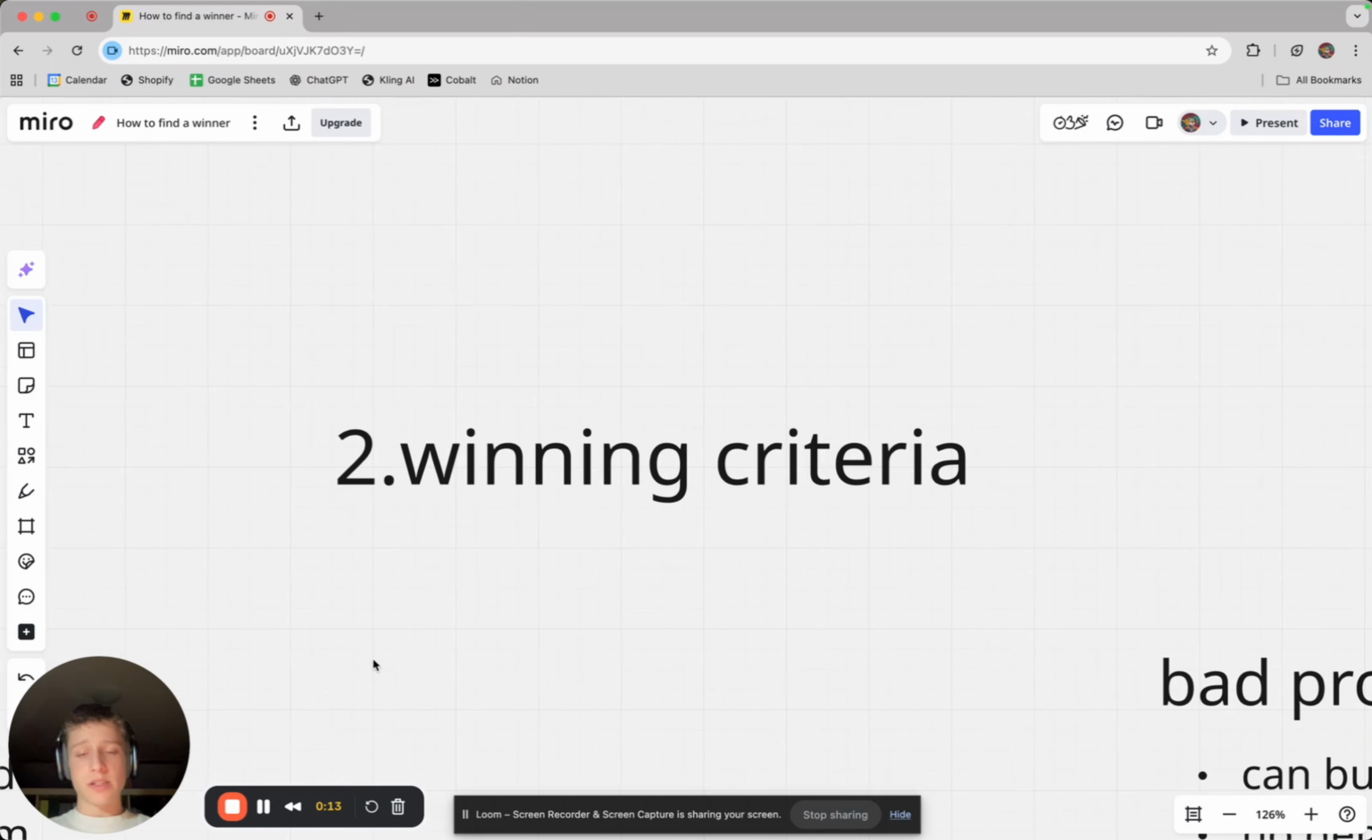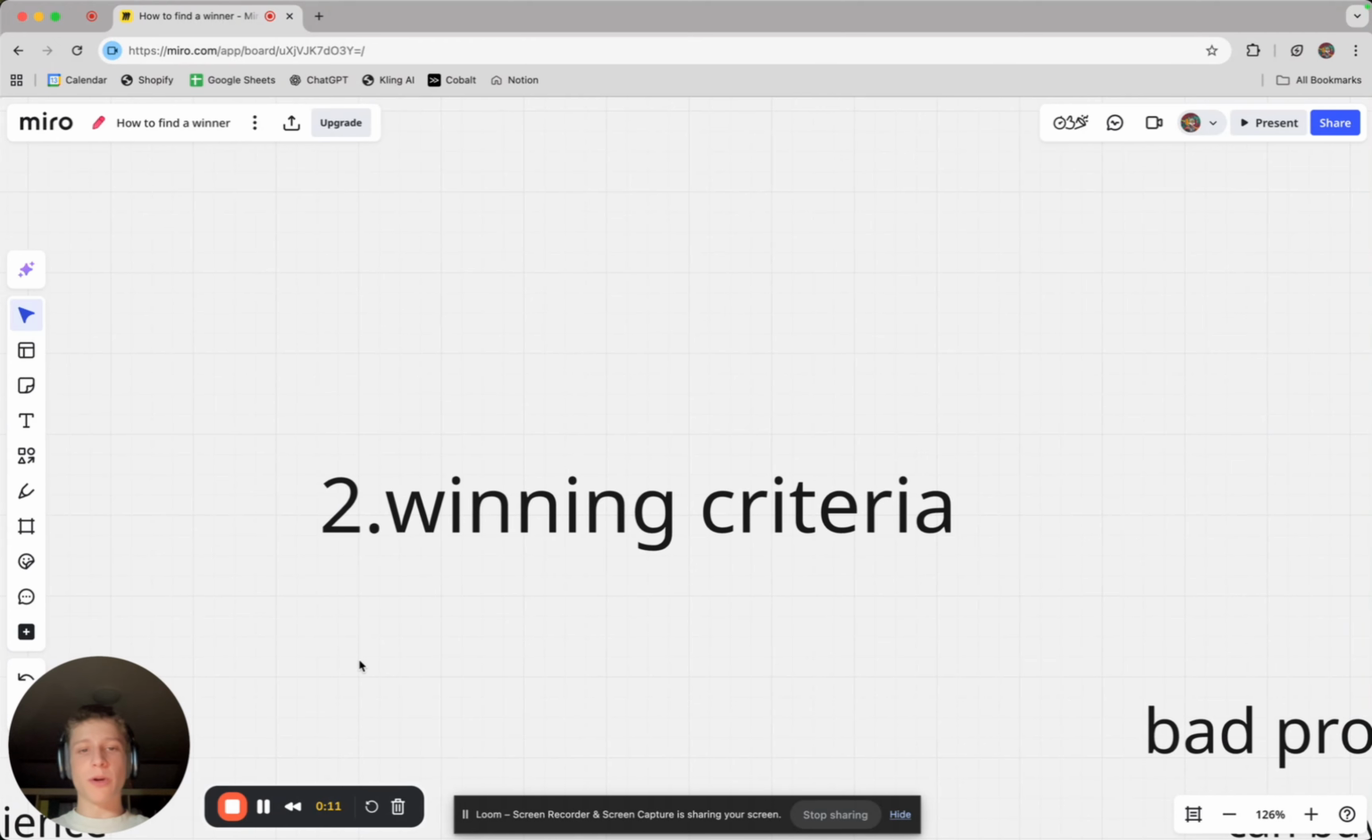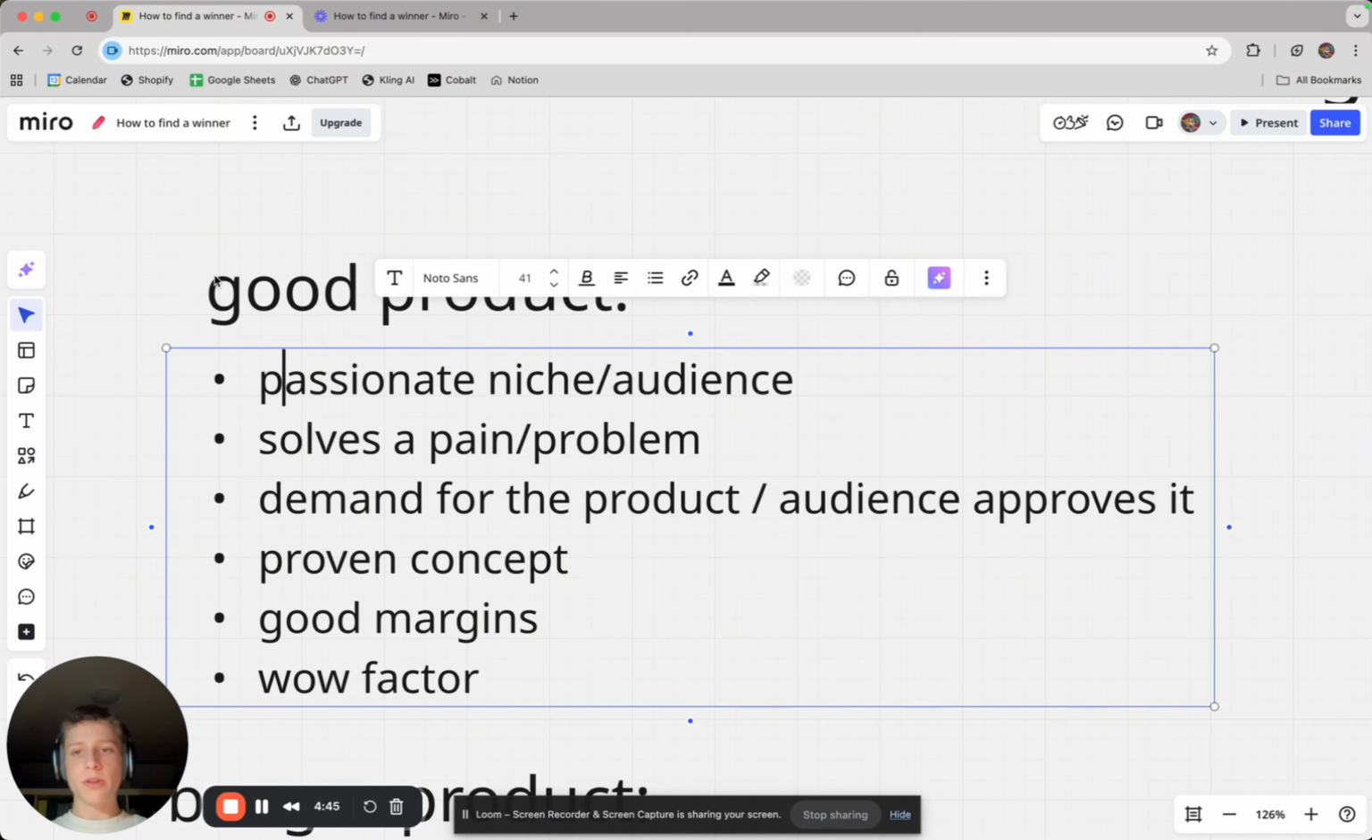Step number two, once you find some products, you need to know what the winning product is. So a good product should either be in a passionate niche or audience, or solve a pain or problem. An example of this would be the Taylor Swift piano or Christian clogs, right? Because it's just in a very passionate niche. Or even our brand Legacy Drip is just in a very passionate niche of Juice WRLD fans, and that's why people buy it.